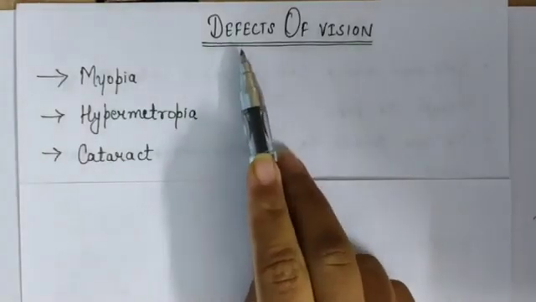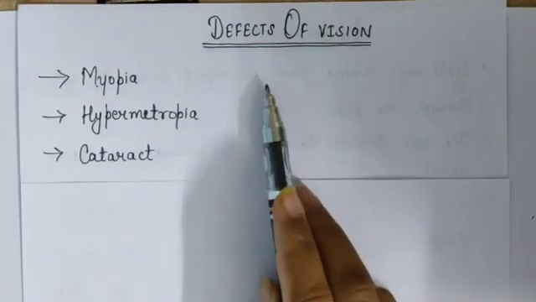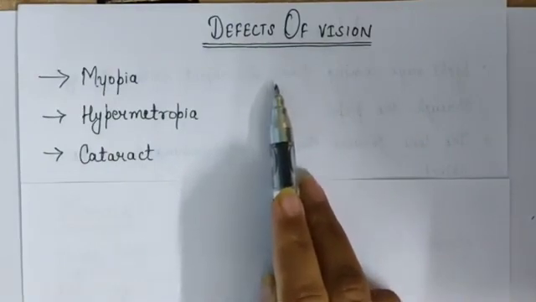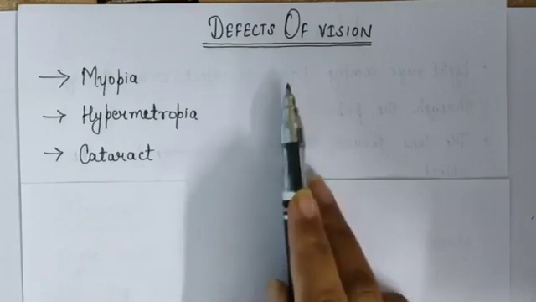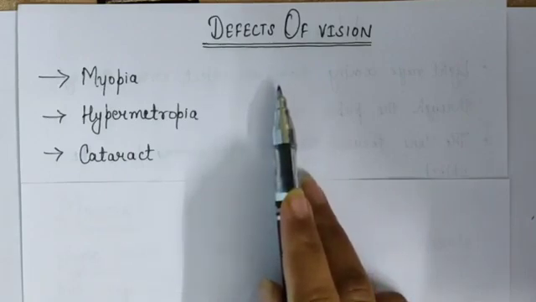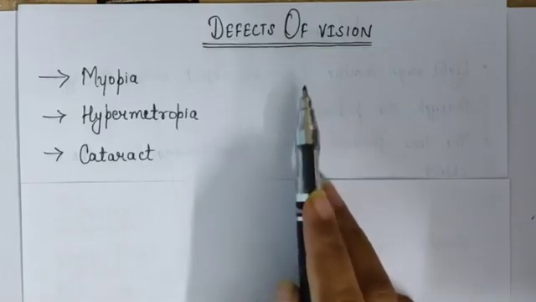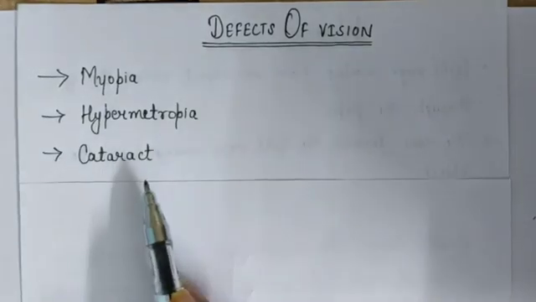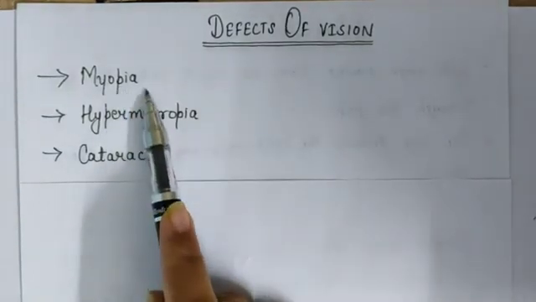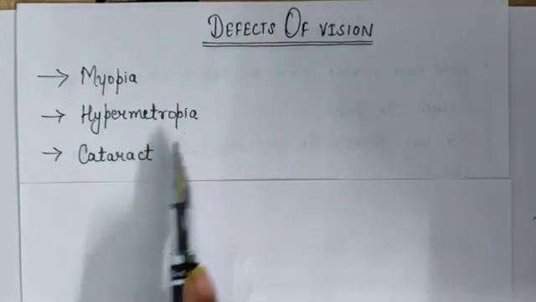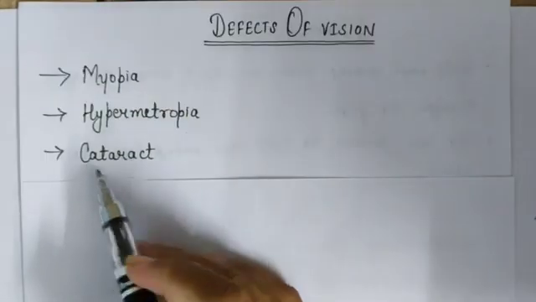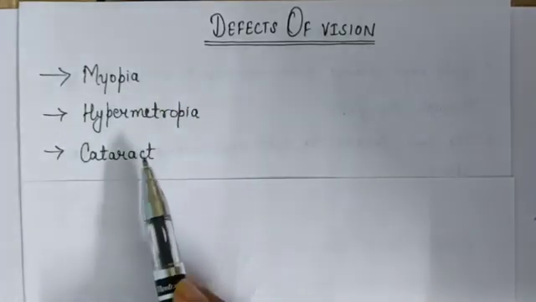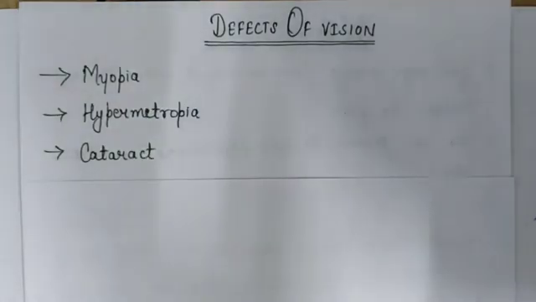Now our next topic is defects of vision. We know that people often suffer from defective vision. Why? Sometimes due to nutritional deficiencies, by wrong reading habits, or sometimes by genetic factors also. Some defects of vision are myopia, hypermetropia, and cataract. So let's discuss each defect one by one.